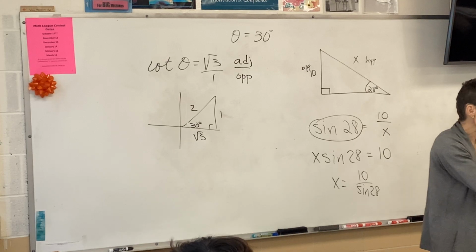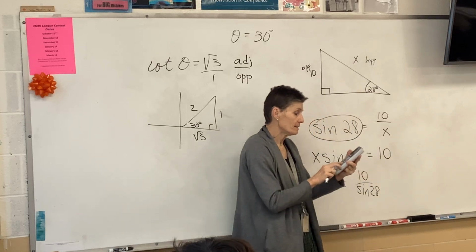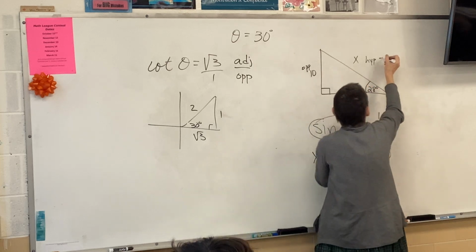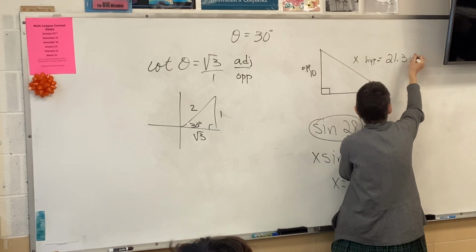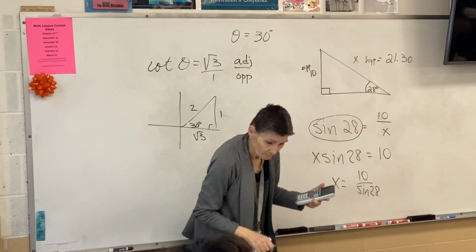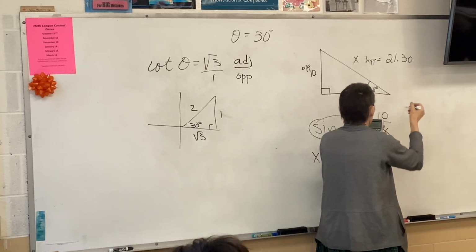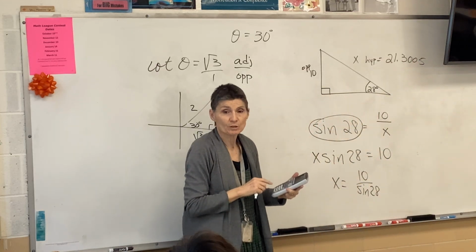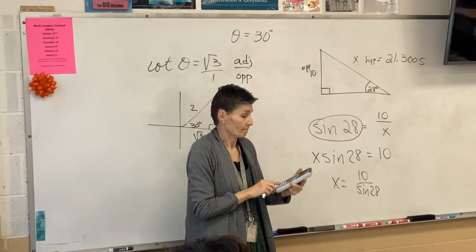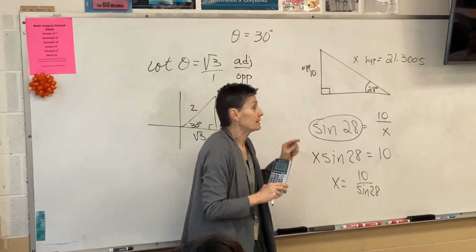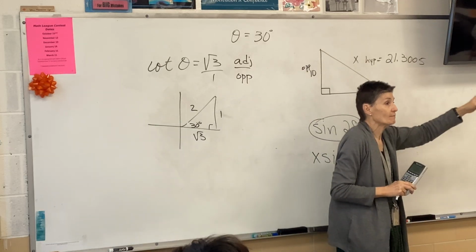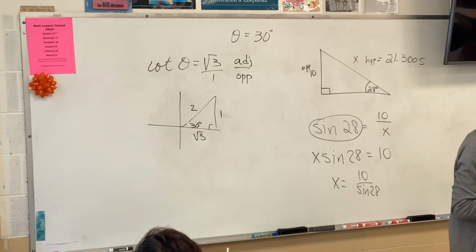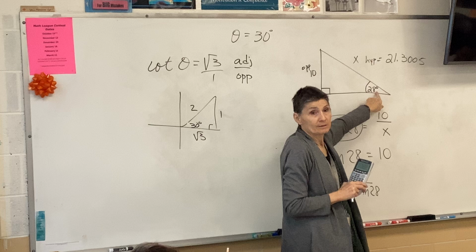Alrighty? Then you can type in 10 divided by sine 28. We got 21.3005. I don't know how we're supposed to round, so 21.3005. Know what you got? Okay, if you didn't get 21.3005, go back to mode and make sure your calculator's in degrees. Because this is a degree.